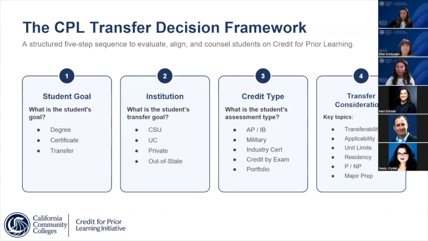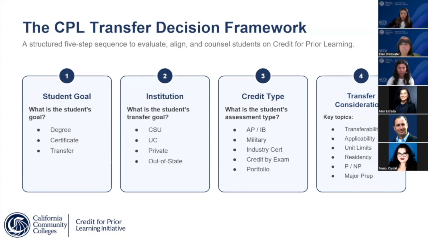Next would be looking at the institution. Is the student considering transferring? Where are they considering transferring to? As Dr. Rodriguez mentioned, the CSUs and the UCs are going to allow for different types of CPL. So very important that that discussion takes place of where is the student looking to transfer to. Next would be the credit type, identifying the potential CPL type that the student would be eligible for. Do they have a military training? Do they have an industry certification? Because again, not all types are going to be accepted at a CSU or UC or private.